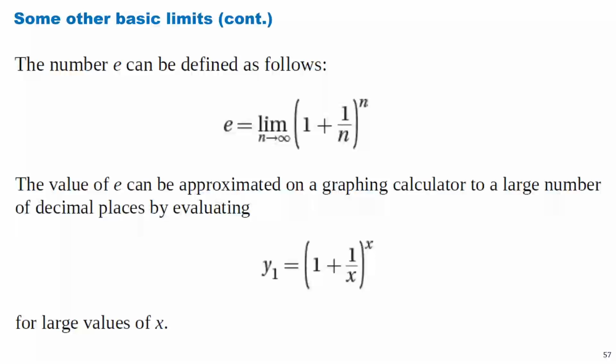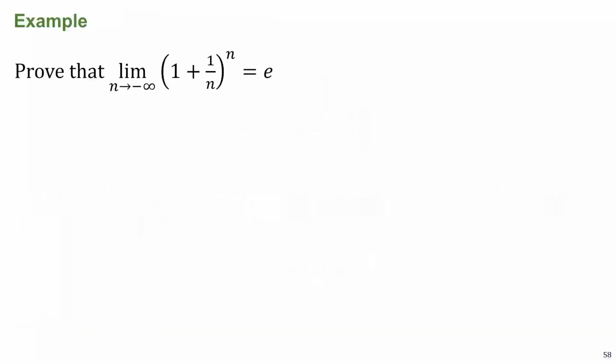Okay, let's see an example. So suppose you already know that the limit of this expression exists, and we use letter e to denote the limit of this expression when n approaches positive infinity. Can you prove that the limit of this expression when n approaches negative infinity also equals e?